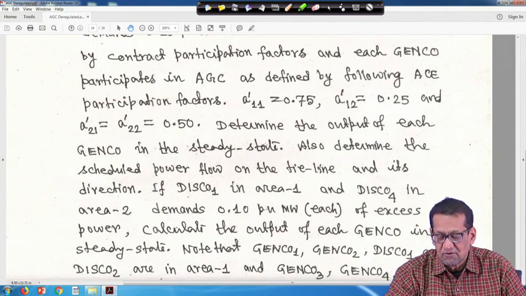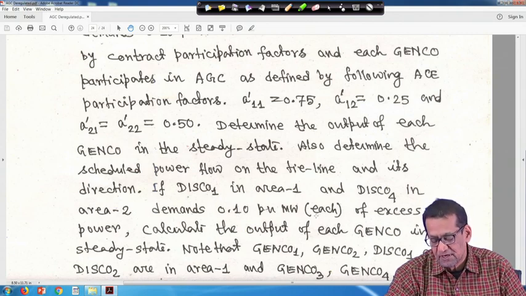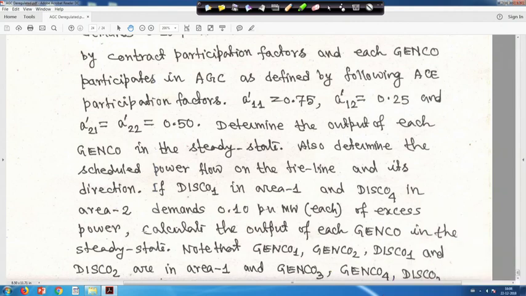So determine the output of each GENCO in the steady state. Also determine the scheduled power flow on the tie line and its direction. If DISCO 1 in area 1 and DISCO 4 in area 2 demands 0.10 per unit megawatt each of excess power, calculate the output of each GENCO in the steady state. Note that GENCO 1, GENCO 2, DISCO 1, DISCO 2 are in area 1 and GENCO 3, GENCO 4, DISCO 3 and DISCO 4 are in area 2.